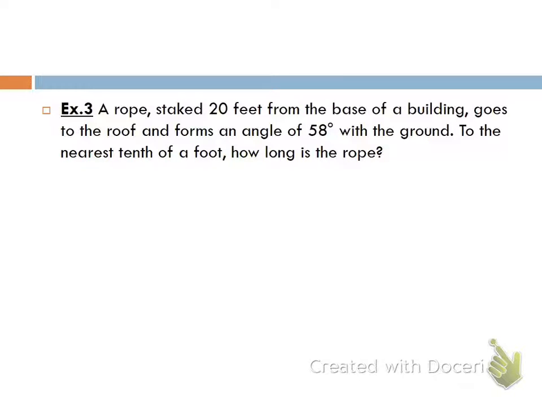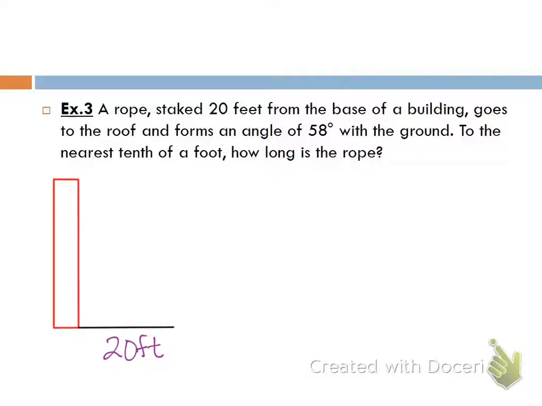A rope staked 20 feet from the base of a building goes to the roof and forms an angle of 58 degrees with the ground. Now, personally, I would like a little picture of this first. So we know that we've got some building here. We've got a rope staked 20 feet from the base of the building. So 20 feet out from the building is where our rope is staked into the ground.